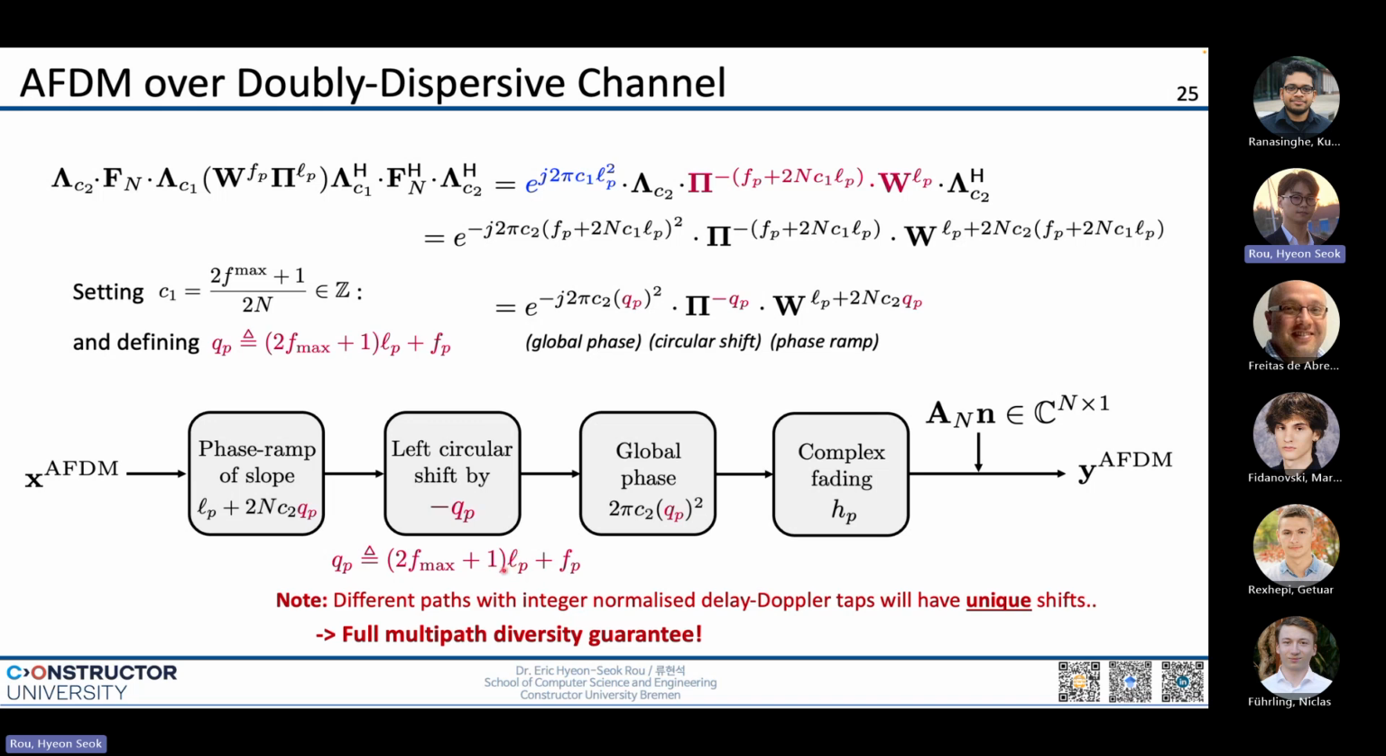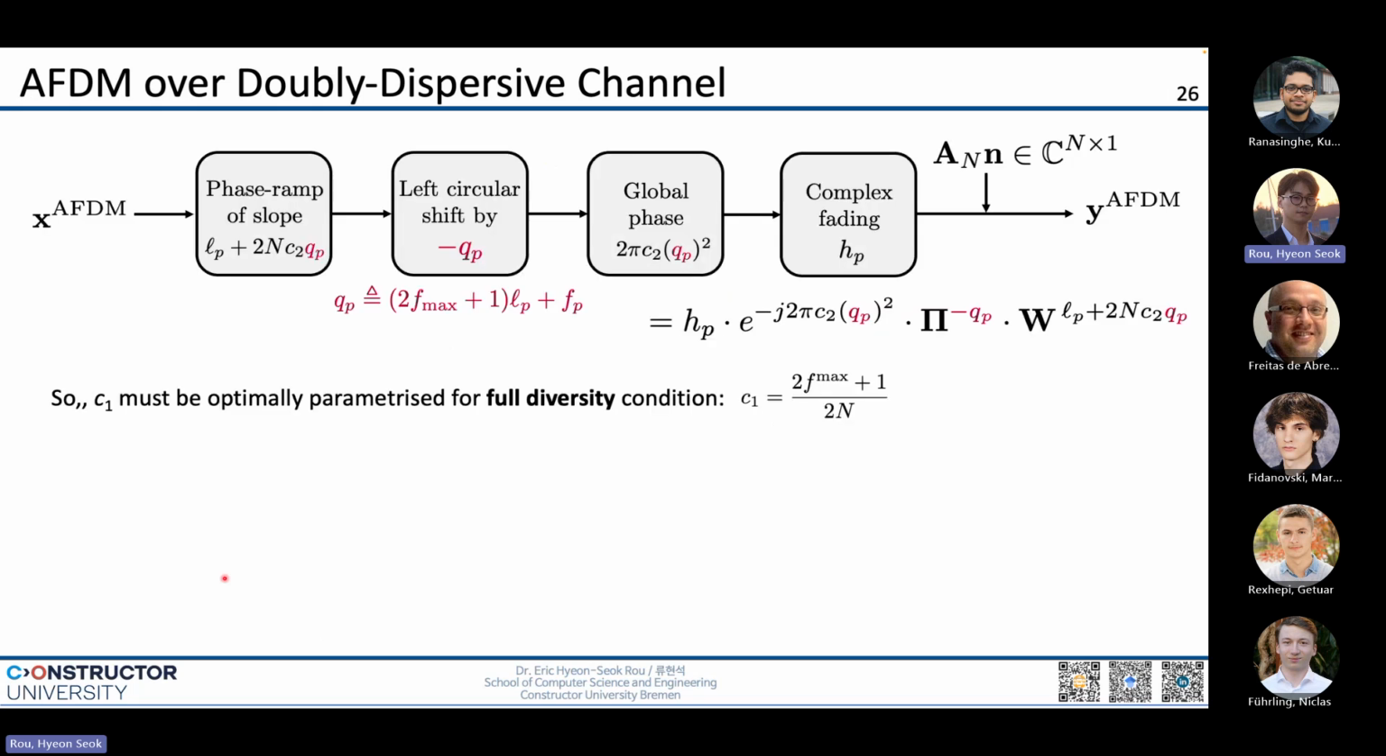And because this L of P is multiplied by the maximum width, negative and positive side of the Doppler, which is f of max, all of the different integer delays and Dopplers will lie on different unique shifts. That means no paths will overlap if they have different Doppler and different delay. And that means we get for the AFDM a full multipath diversity guarantee. And this is one of the strongest advantages of AFDM.